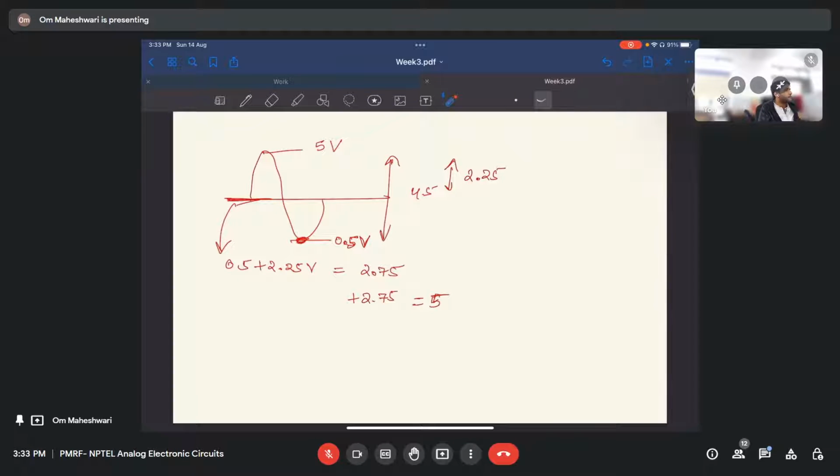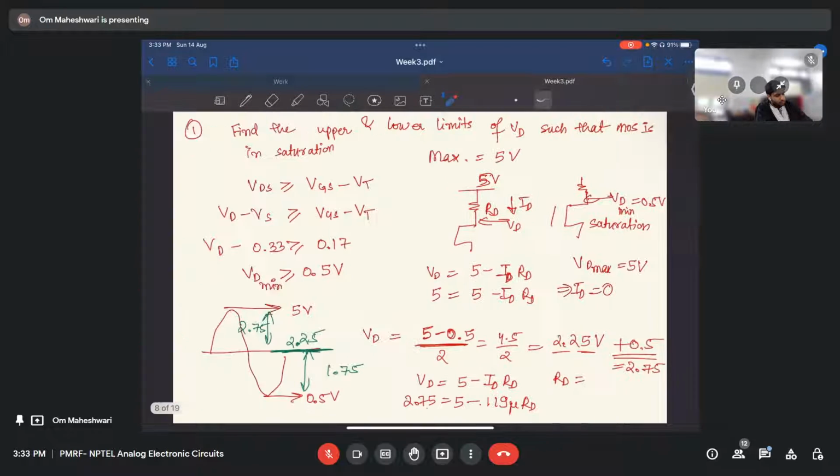Yes, sir. Anybody wants me to repeat this? Sir, can I say it as the average of two peaks? Yes, essentially, mathematically, it is the average of the two peaks. So, anyways, if it is clear, it is 2.75.